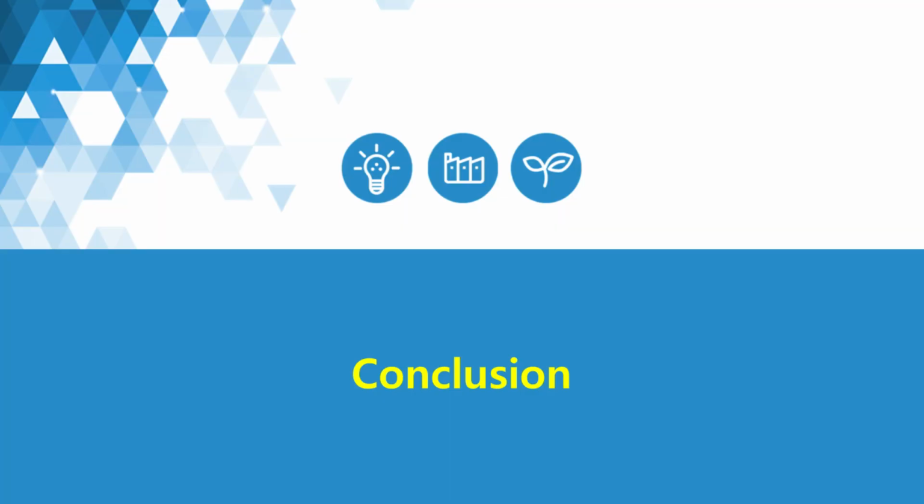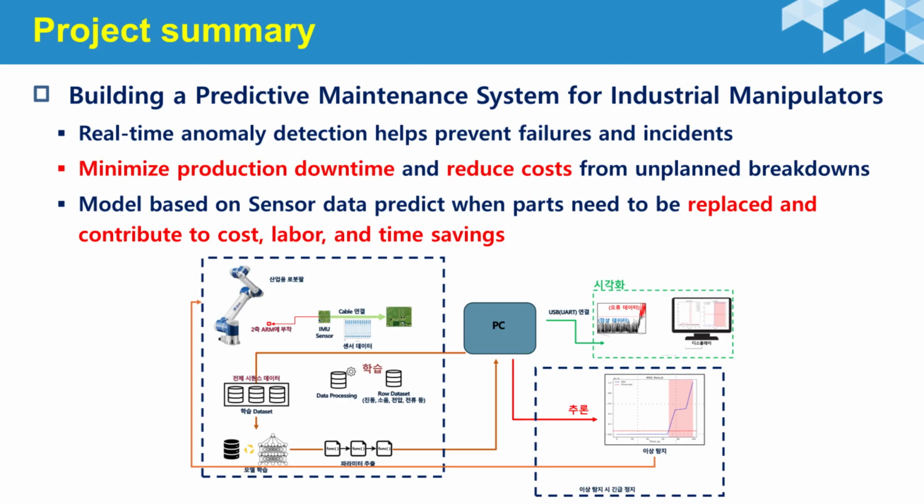Finally, the concluding part. We worked on a project to build a predictive maintenance system for industrial manipulators. This enables real-time failure and incident prevention, minimizing production downtime and reducing the cost of unexpected failures. Sensor data-driven models can also predict when to replace parts and maximize cost savings, labor savings, and time savings.